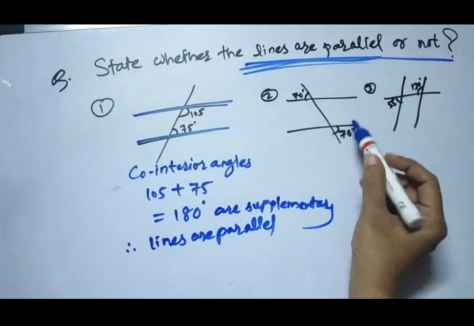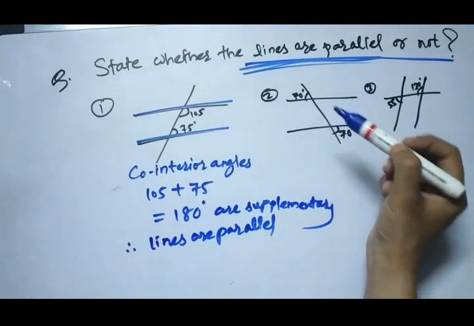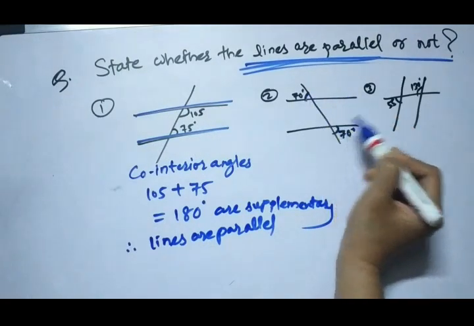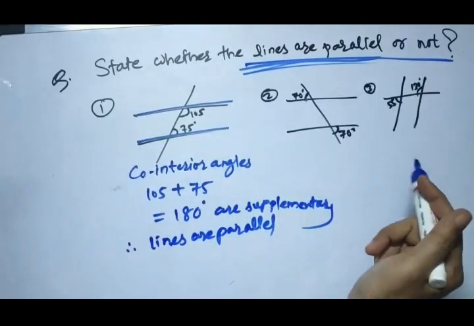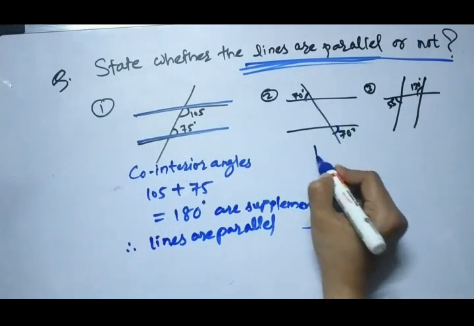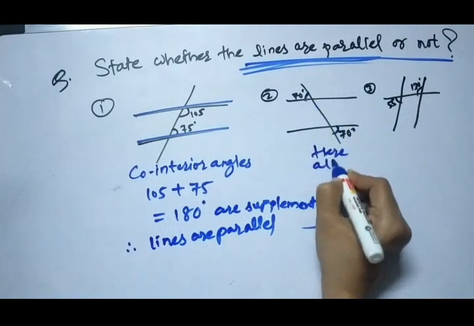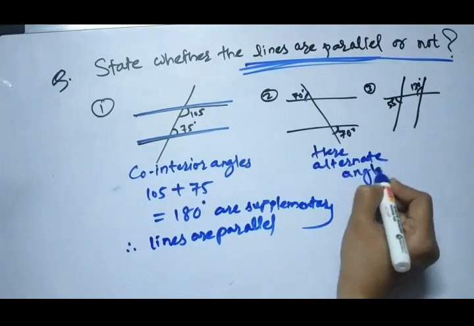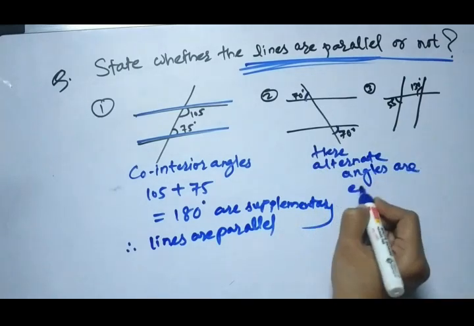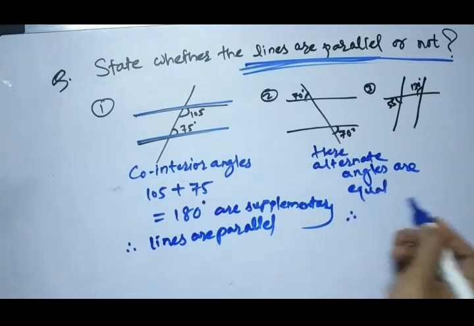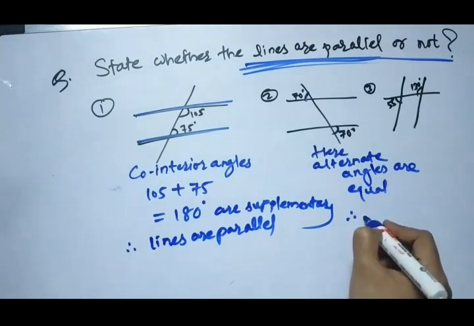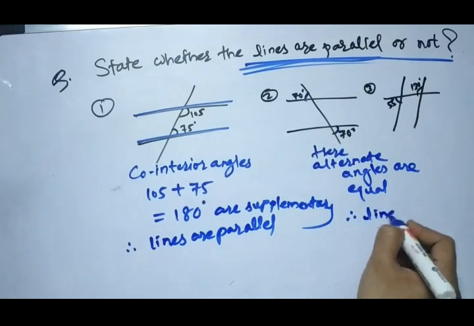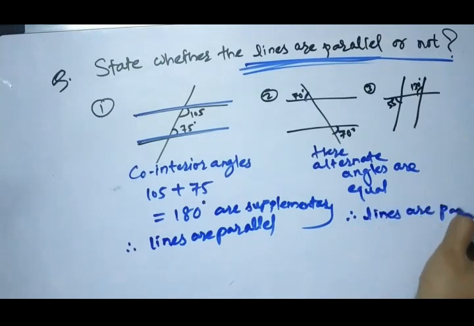Now in the next figure, you can observe from the diagram itself that this angle and this angle are alternate angles, and their measures are equal. So you can write down here alternate angles are equal. So friends, therefore you can say the given lines are again parallel. Lines are parallel.